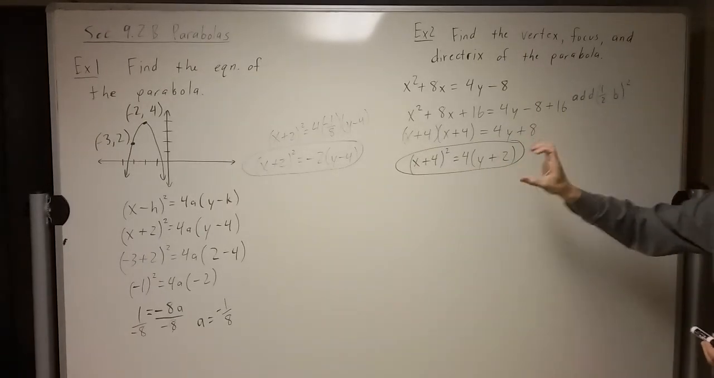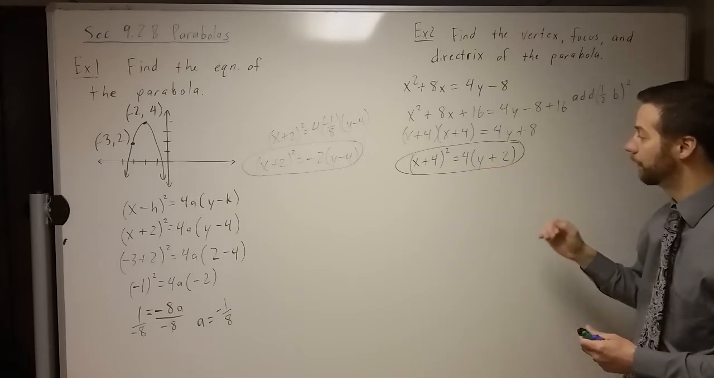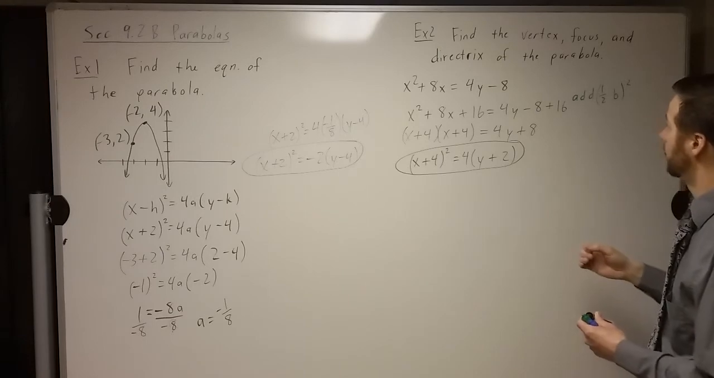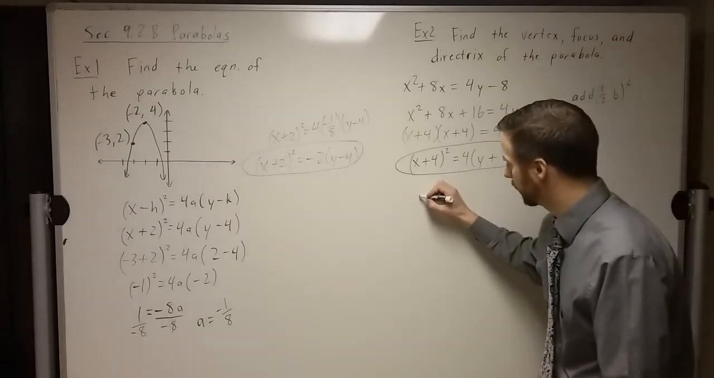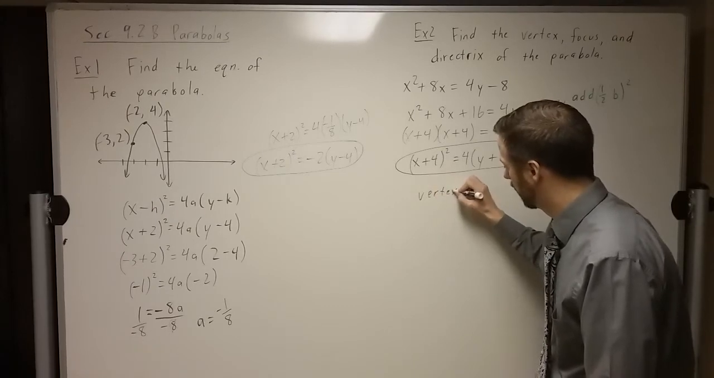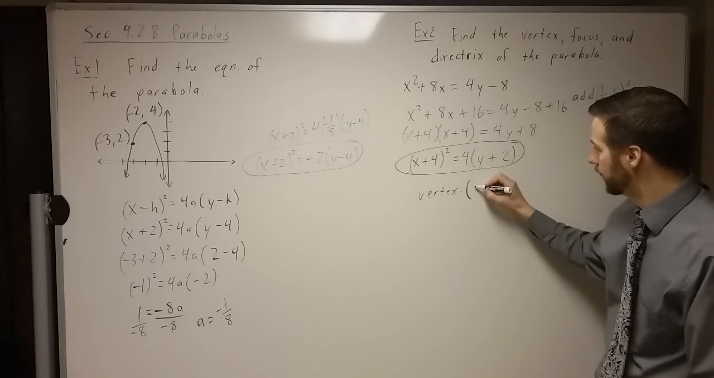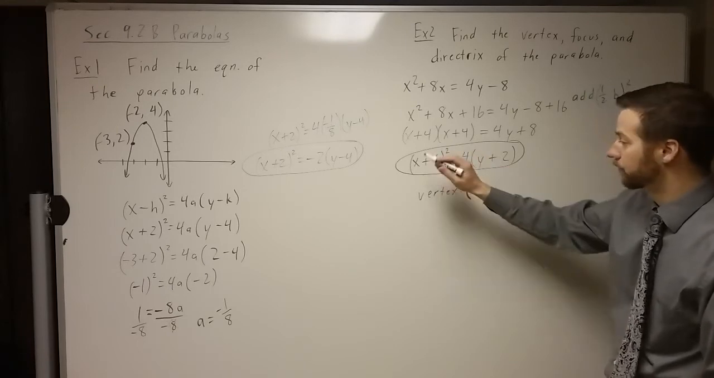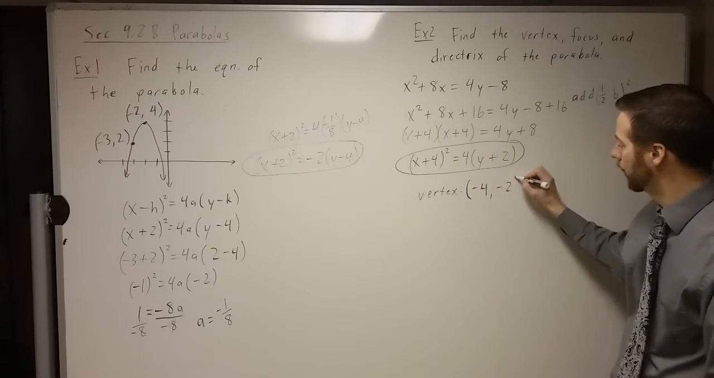So we've got this in the format we want, where we can find the vertex, where we can figure out what A is, and then from there we can figure out the focus and the directrix. So to find the vertex first off, the vertex is just h and k. So h is negative 4 technically. Remember, it's minus in the standard equation, so the vertex is the point negative 4, negative 2.